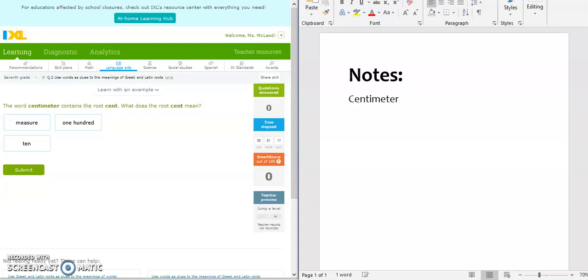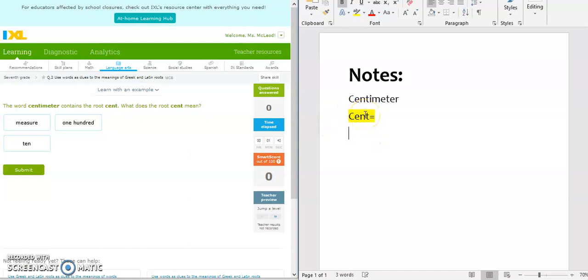Centimeter. And so that's the word. And then they said, what does the root word cent mean? So, cent, centimeter. That is what I'm looking for.